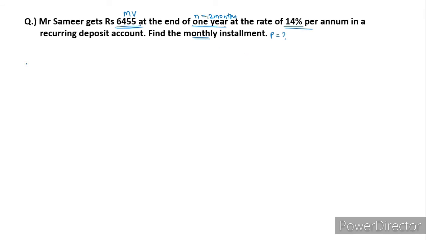Okay, now let's begin. Maturity value, the formula is P into N plus I. Maturity value is given, 6,455. P is not given, P you have to find out. So P into N, that is 12 months, plus I. The formula for I is equal to P into N into N plus 1, that is 13, by 2 into 12 into R by 100.